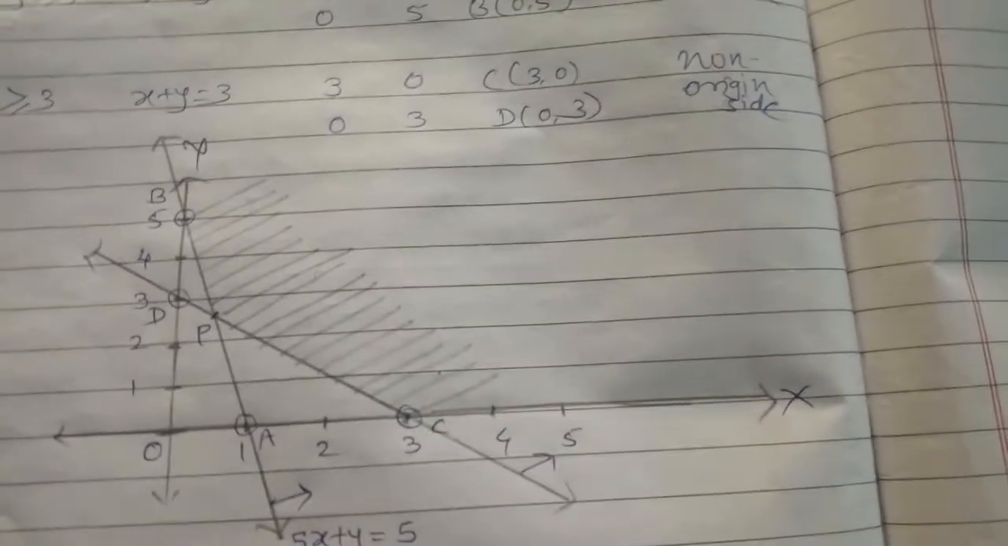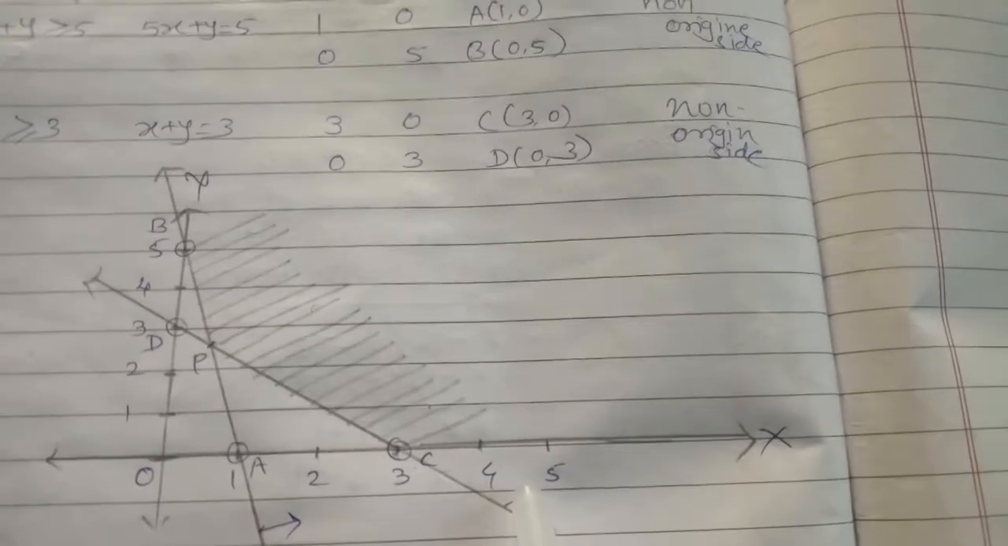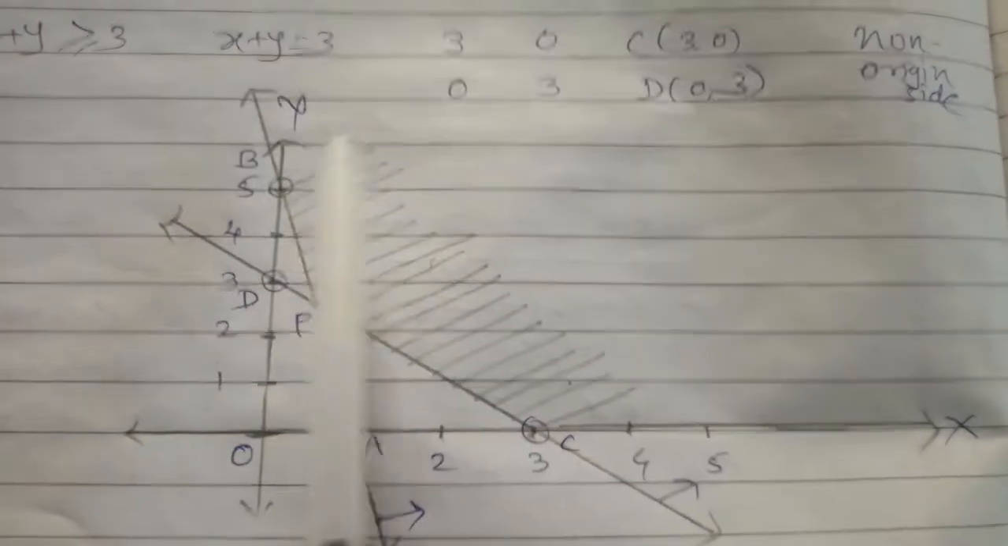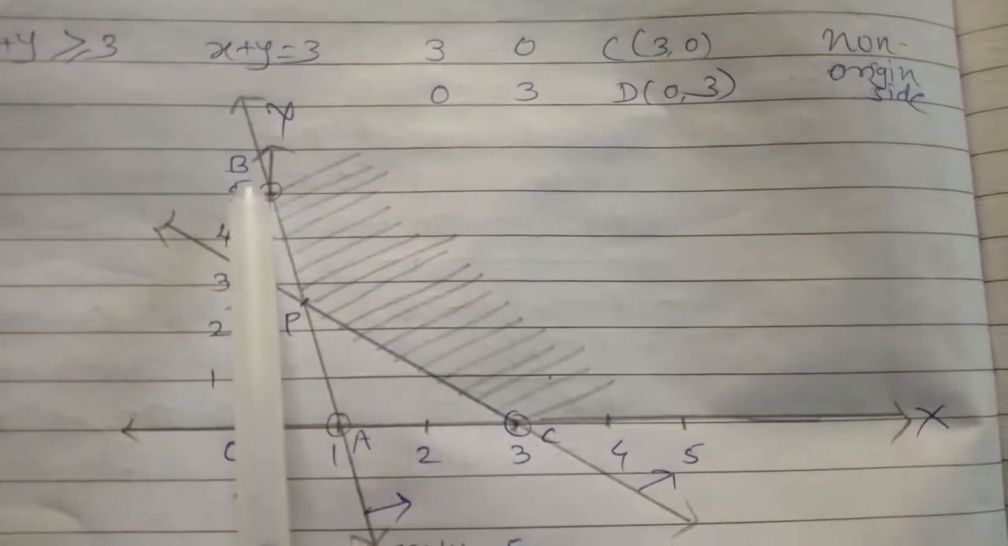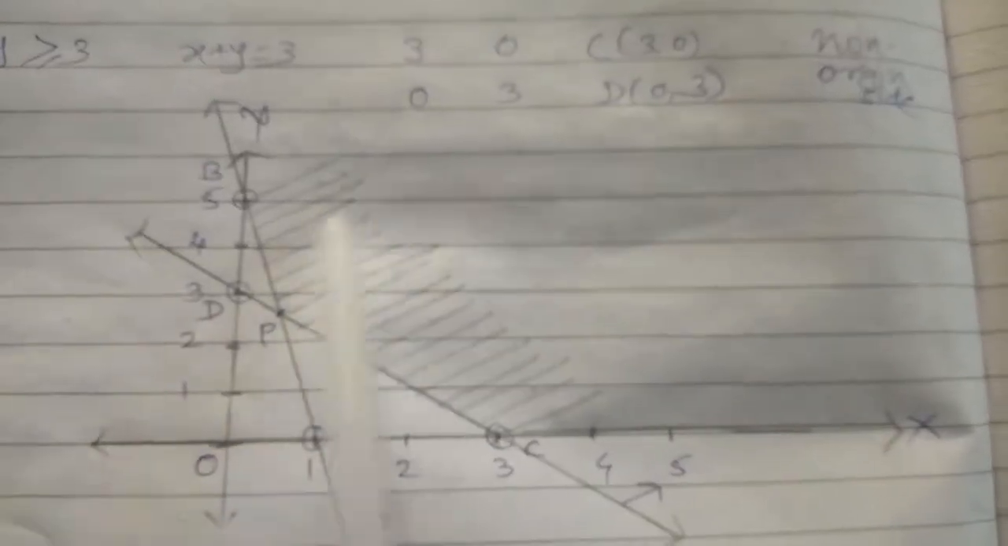Since we have to draw the arrows on the non-origin side, see the AB line first. So this is the AB line, its non-origin side is towards this portion, and for the line CD, again the non-origin side portion is towards this line. So see the point of intersection of these two lines. The point of intersection is P. So we have to start the lines from B, P and C. So we draw here the arrows.